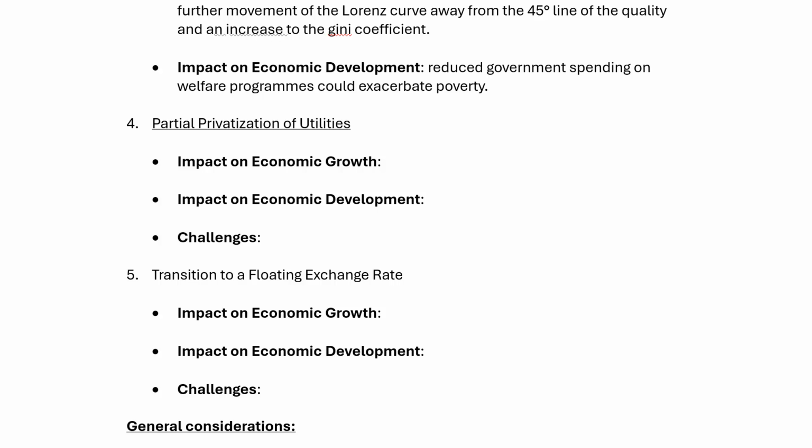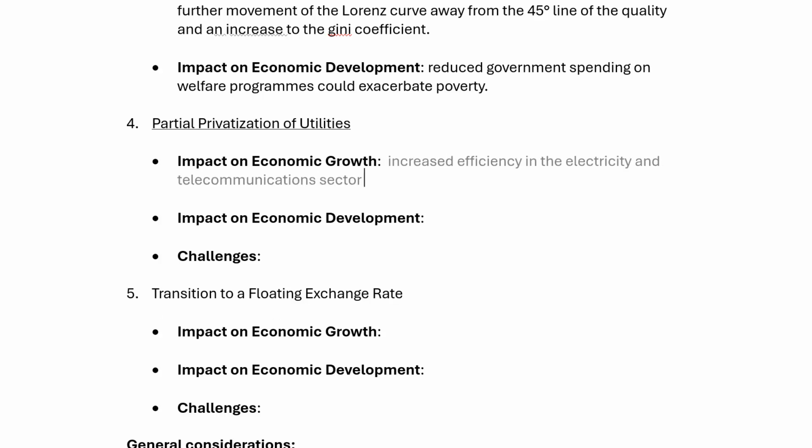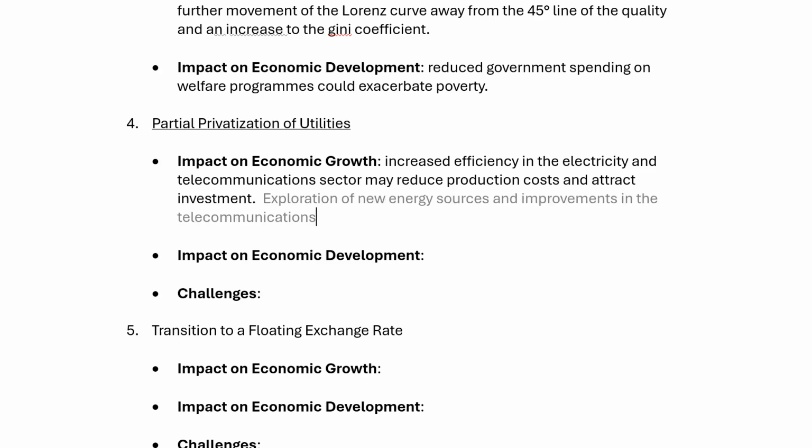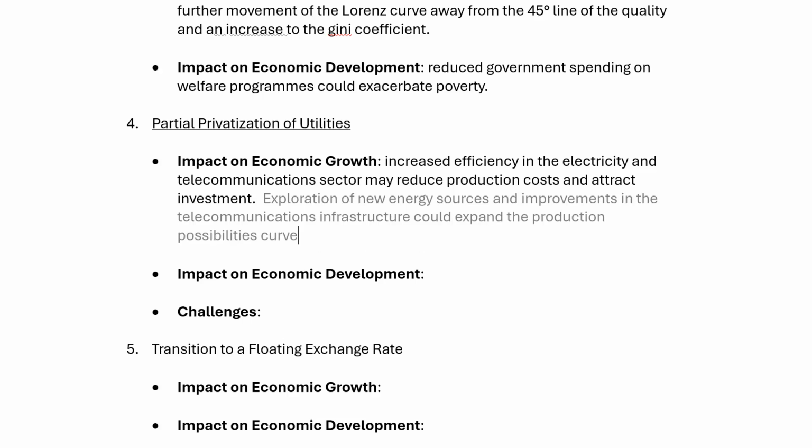Okay, the next condition that the IMF is requesting is the privatization of those utility firms, right? So breaking up those monopolies that we discussed in the previous section. All right, so in terms of the impact on economic growth, increased efficiency in the electricity and telecommunications sector may reduce production costs and attract investment. Exploration of new energy sources and improvements in the telecommunications infrastructure could expand the production possibilities curve.